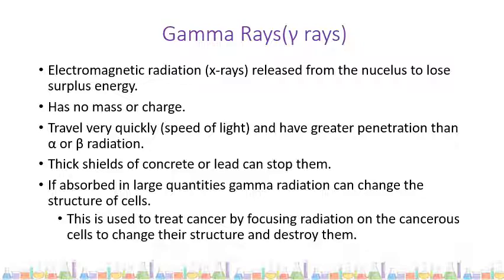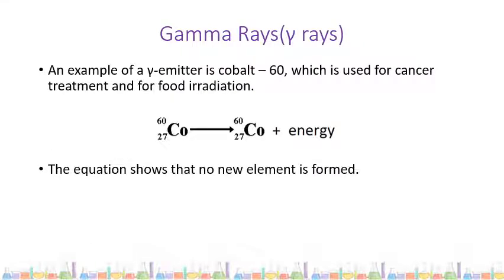If they're absorbed in large quantities, gamma radiation can change the structure of cells of living things. Now, usually this is a bad thing, but it also has beneficial effects as it is used to treat cancer. This radiation can be focused on the cancerous cells, changing their structure and destroying them. The gamma emitter that is used in the treatment of cancer and for some food irradiation is cobalt-60.